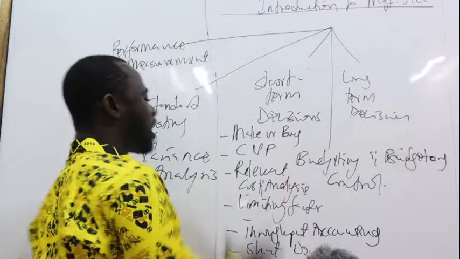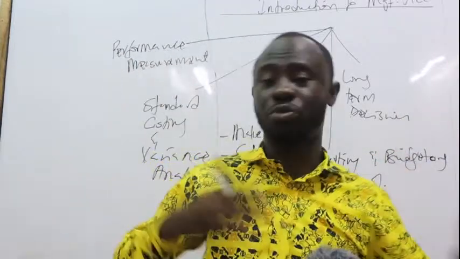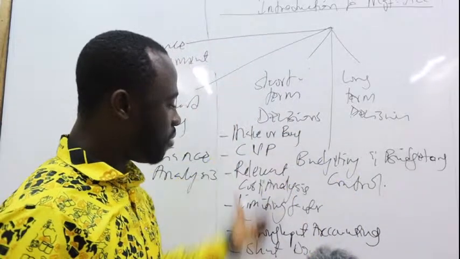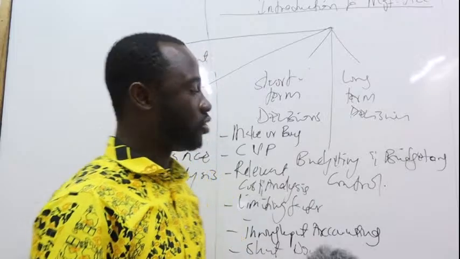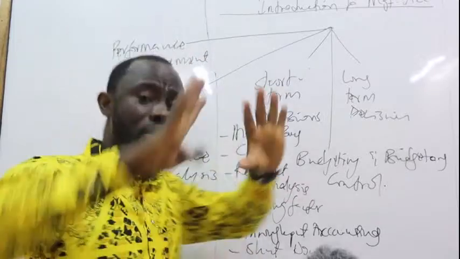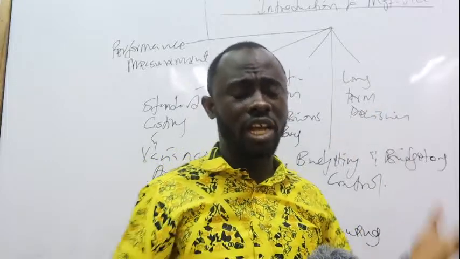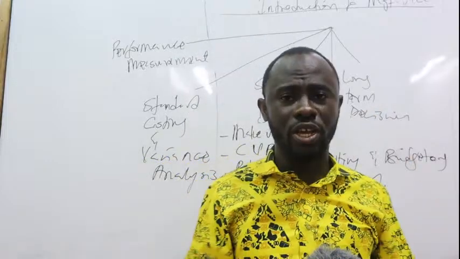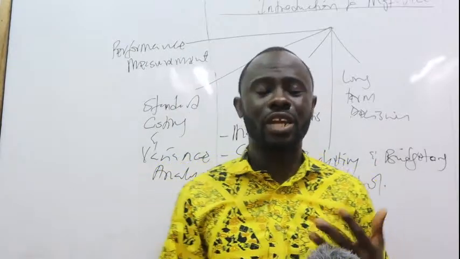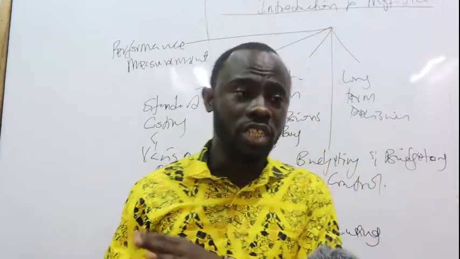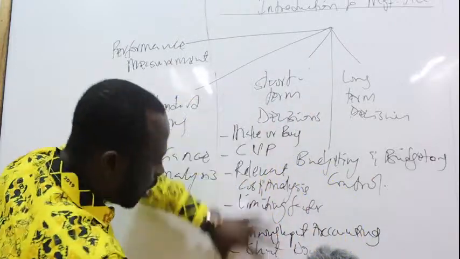All these are under short-term decision making, and as we continue with our journey, we may be looking at some of them based on the requests you make. Remember, in management accounting, when we are dealing with short-term decisions, primarily we're going to be using the marginal costing principle, which means we're going to be determining what relevant costs are and what irrelevant costs are. So we're going to be looking at how we can make these various decisions.